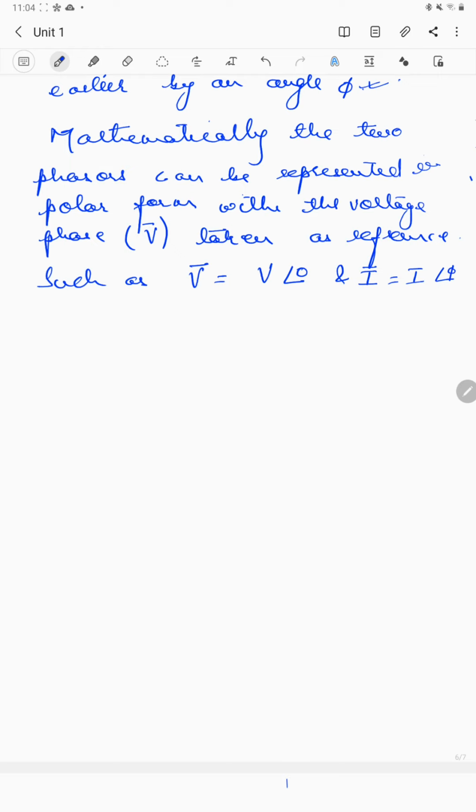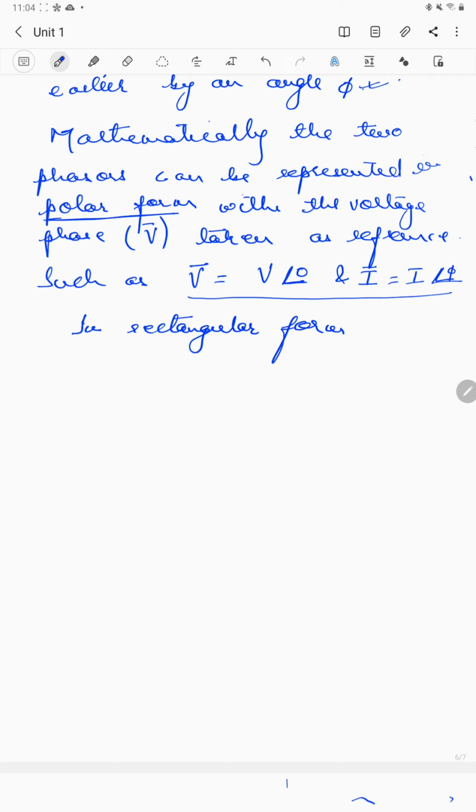Now, in Cartesian or rectangular form, this is the polar form. Okay, when the voltage is written with respect to an angle, with the angle, this is called polar form. I have written over here, this is the polar form. And the other one is the rectangular form. You can write this in rectangular form. In rectangular form it is also called Cartesian form.